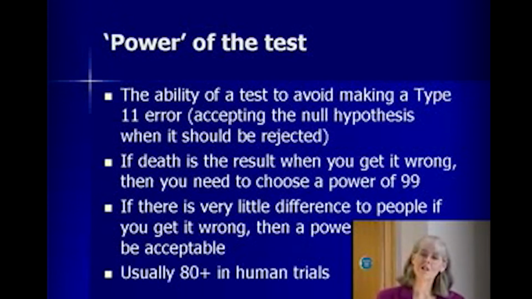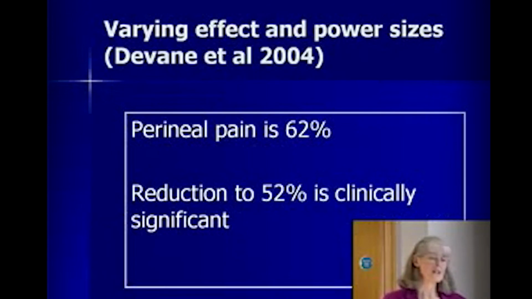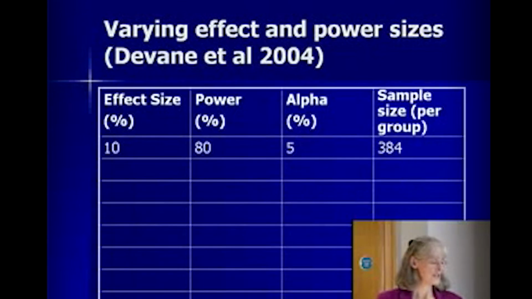This was based on a study looking at perineal pain, which was at 62%, and saying that reducing that by 10%, a 10% effect size, would be clinically significant. Okay? Setting the power at 80%, setting the alpha at 5%, the two fairly standard ones, and that gives you a sample size of 384. So we're going to look at how, if you mess around with those figures, your sample size will vary. Changing the effect size first of all.